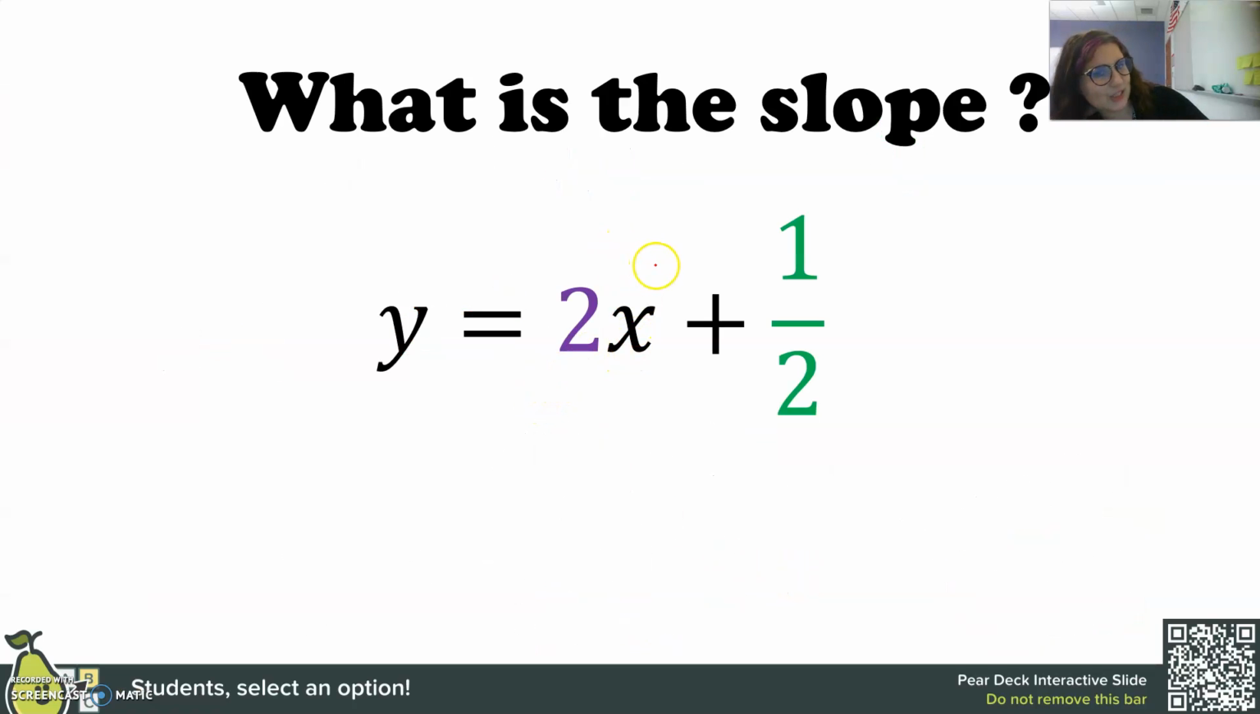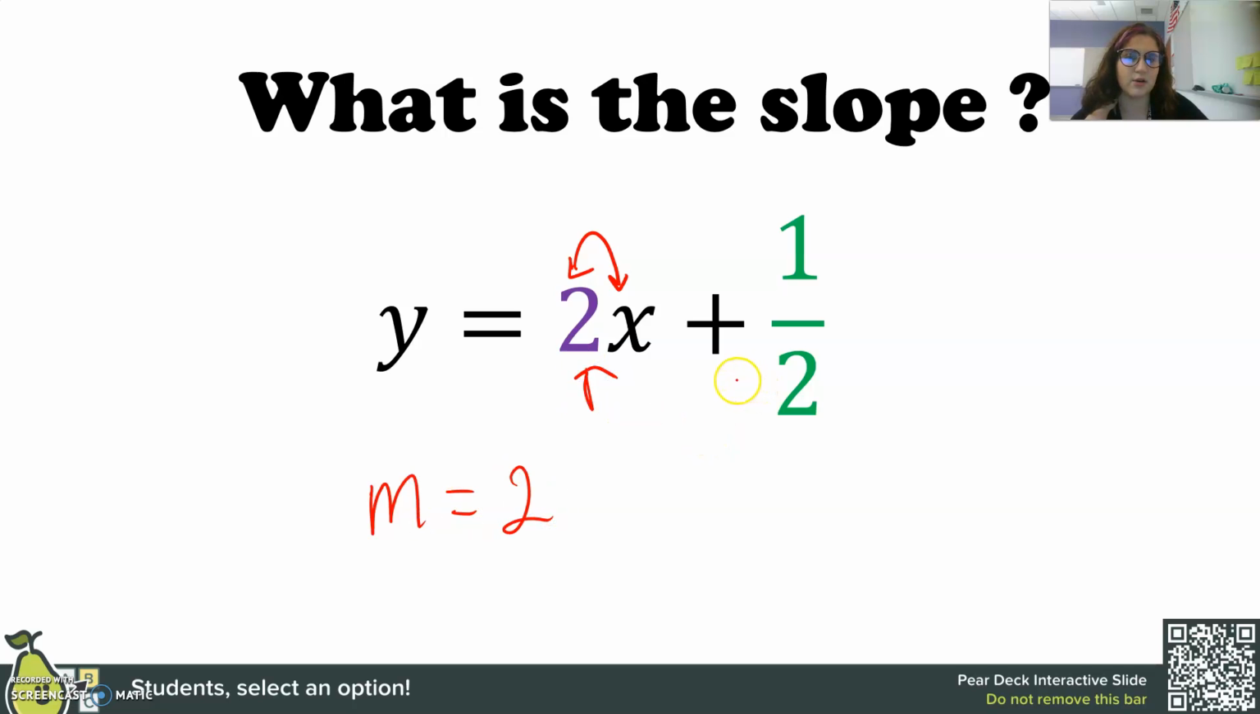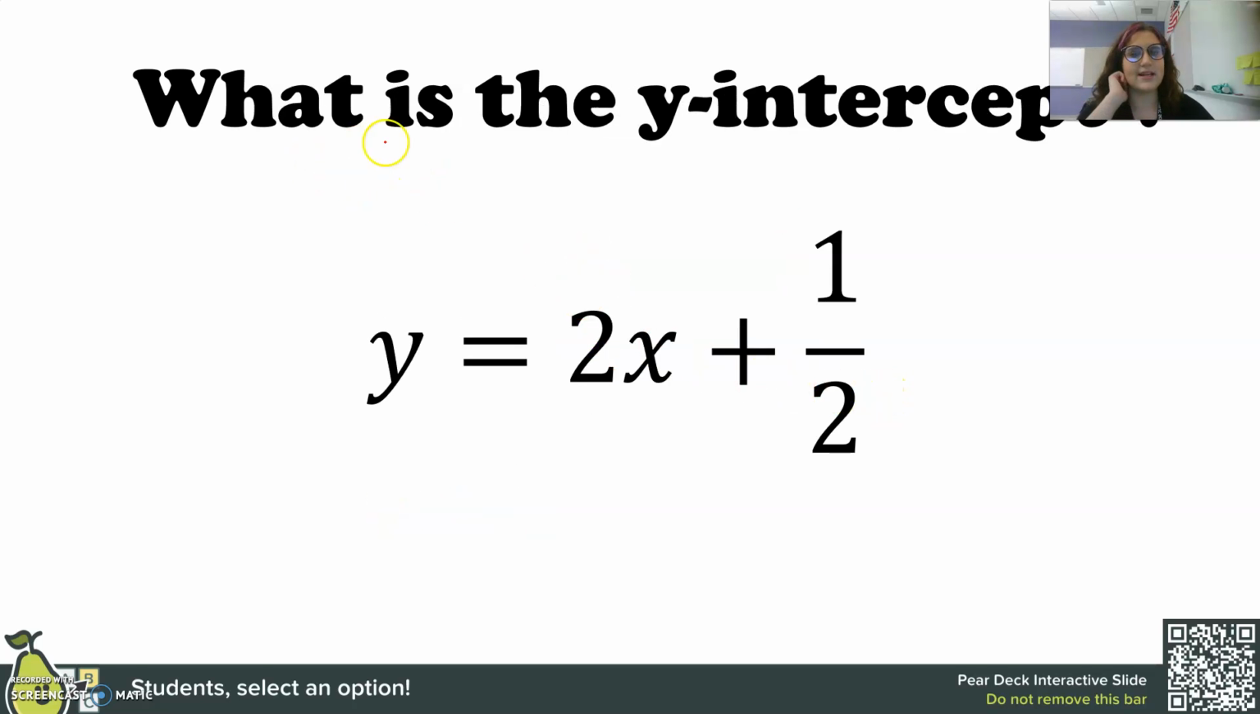All right, so what is the slope? So the slope will always be married to the x. The slope is always next to the x. So the slope, m, equals 2. Right there in purple is the slope. What is the y-intercept? The y-intercept will always have no variable attached. It's all by itself. So slope is married, y-intercept is single. So the y-intercept, we can use the letter b, is 1/2, right here.